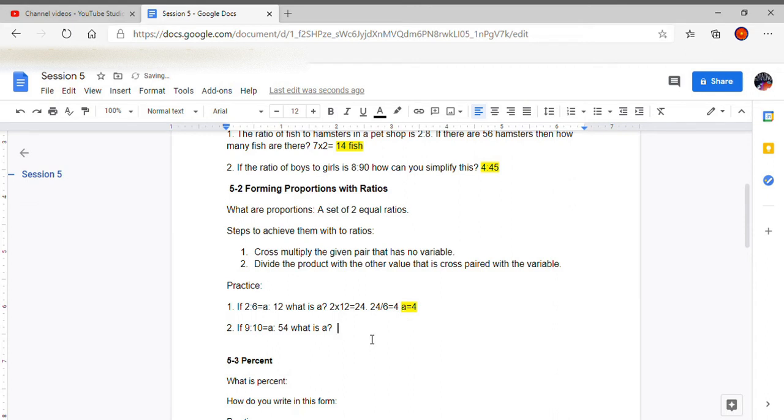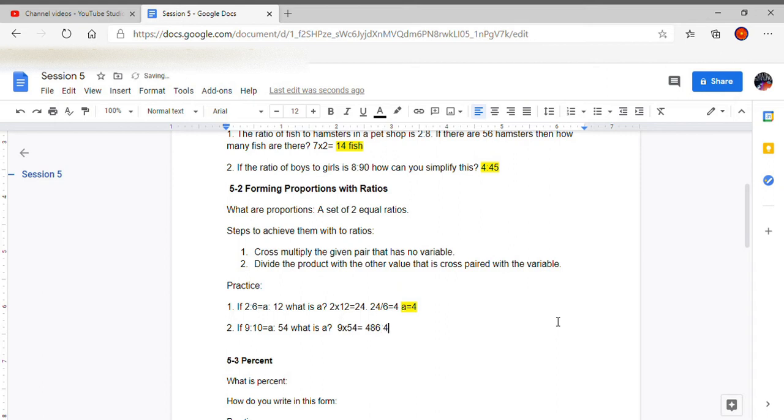Now, number 2. If 9 to 10 equals a to 54, then what is a? So the given pair, once again, would be 9 times 54. So let's do this. 9 times 54. So we start with 9 times 4, that is 36. And then 9 times 5, 45. Plus 3 is 48. So the answer would be 486. Now we have to divide by 10.